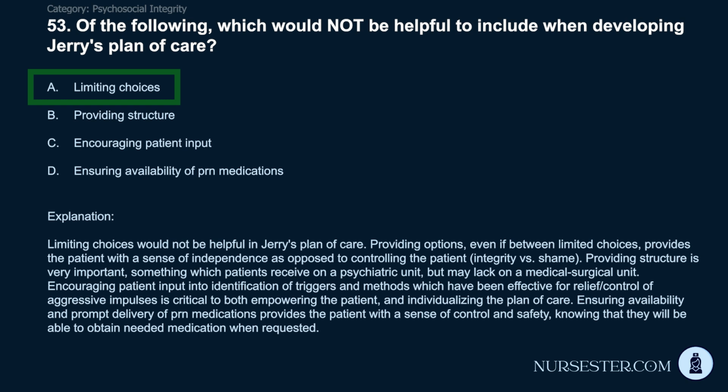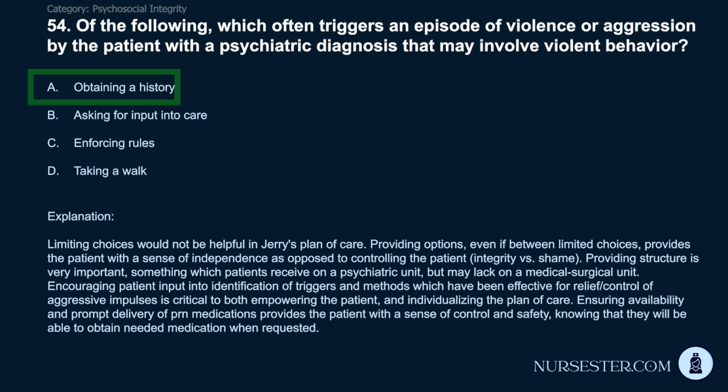Encouraging patient input into identification of triggers and methods which have been effective for relief/control of aggressive impulses is critical to both empowering the patient and individualizing the plan of care. Ensuring availability and prompt delivery of PRN medications provides the patient with a sense of control and safety, knowing that they will be able to obtain needed medication when requested.